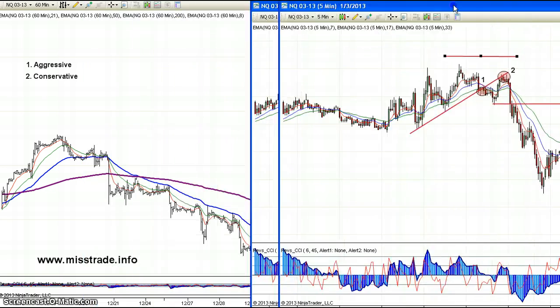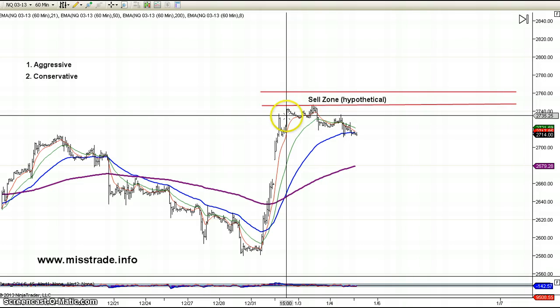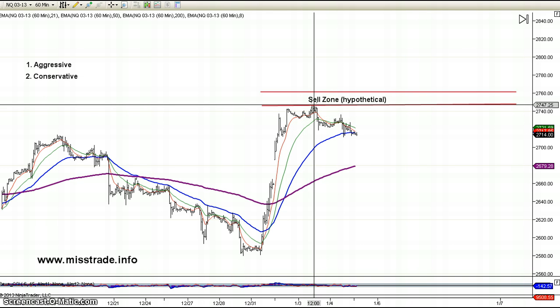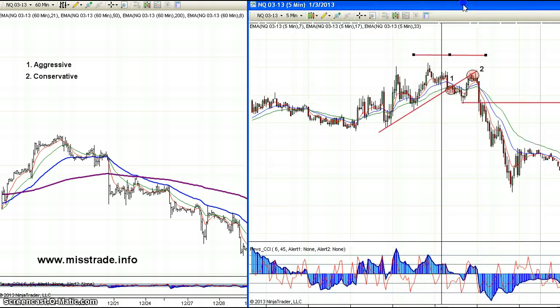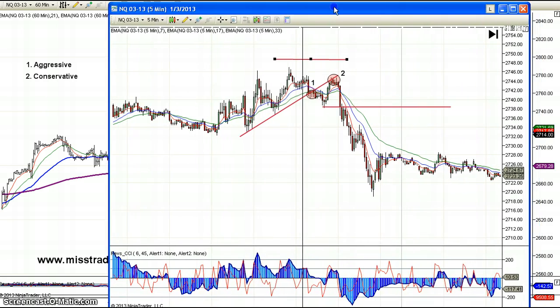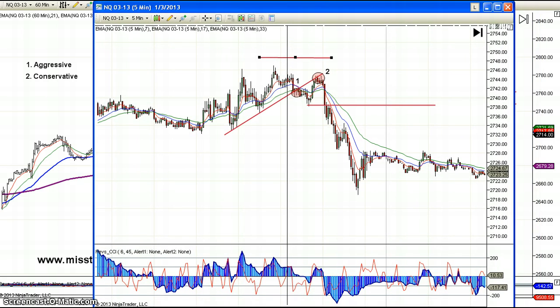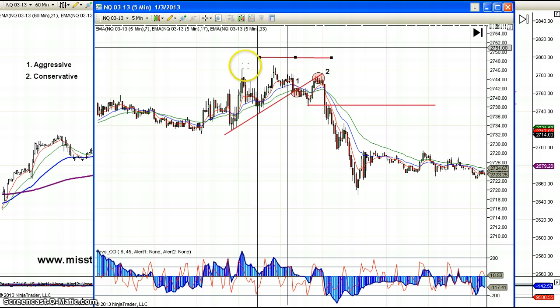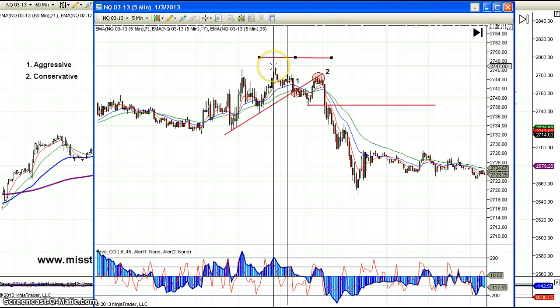Okay, so let's quickly look at this. Price has moved into our zone at 27.47.25. All right, now I see that. I'm going to go down and start looking for entries on a 5 minute chart. All right, price moves up. You can see it touches right up here, that 47 area.